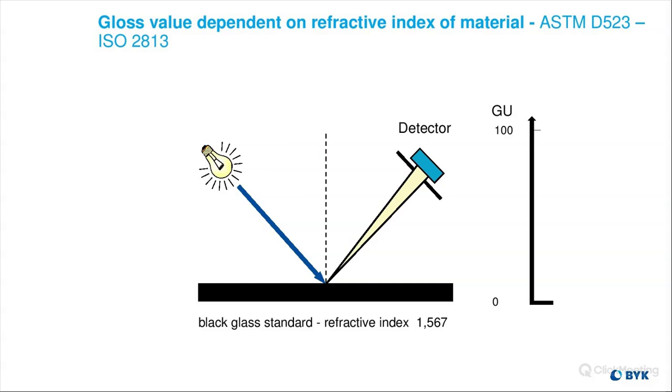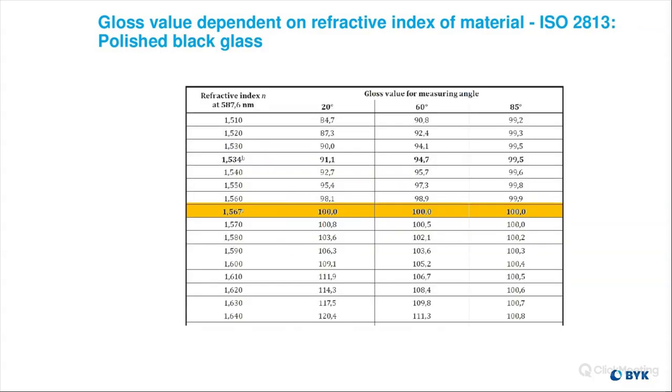So we talked about gloss units. Gloss units is a scale from 0 to 100, 0 being very low to 100 being very high. In order to define the gloss scale, a polished black glass with a refractive index of 1.567 was assigned the value of 100 across all geometries. As you can see here, across all geometries, all of our BIC gloss meters, I should say, include the black glass with a refractive index of 1.567.